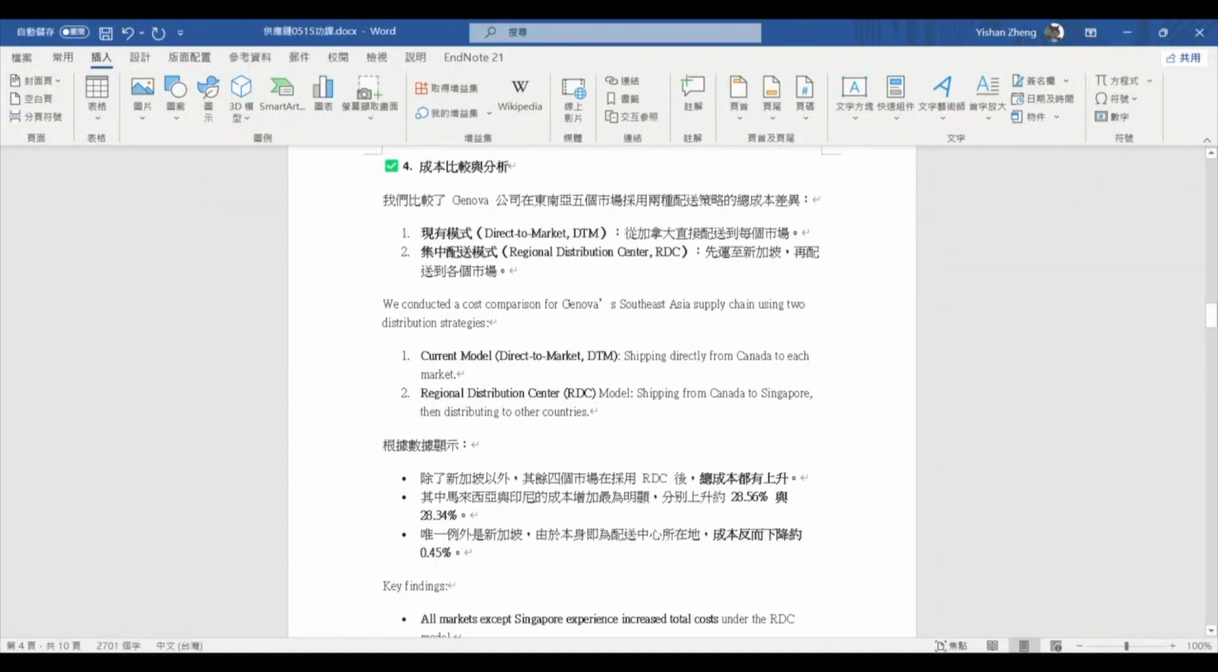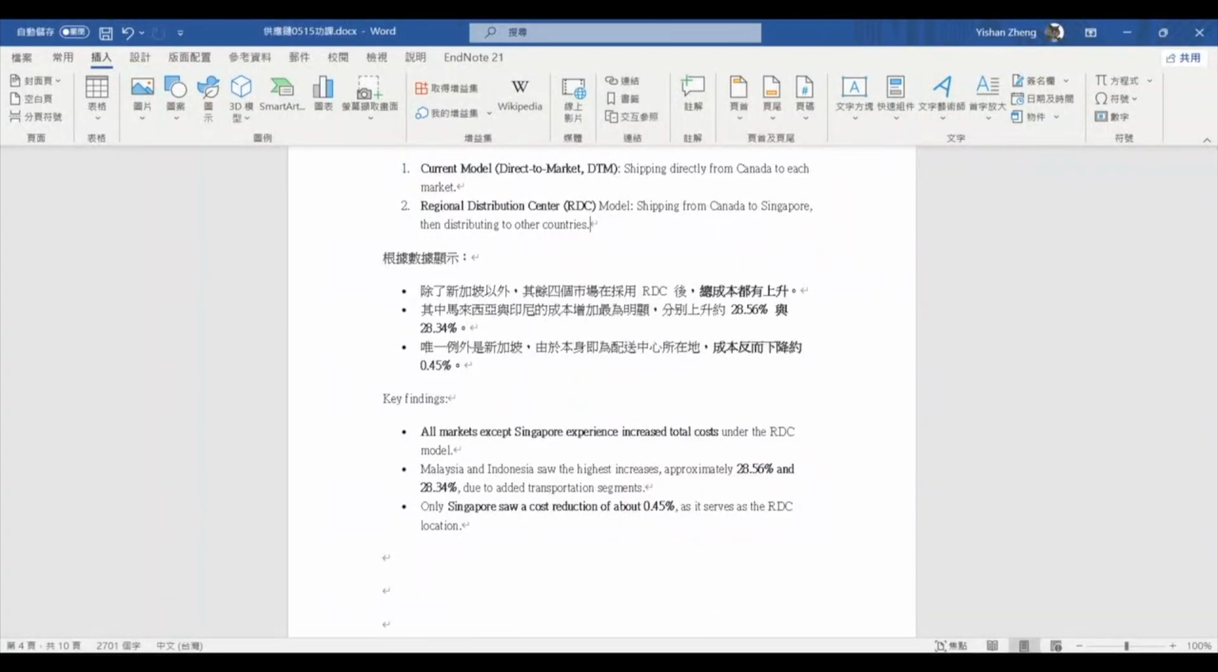1. Current model, direct to market (DTM), shipping directly from Canada to each market. 2. Regional distribution center (RDC) model. Shipping from Canada to Singapore, then distributing to other countries. Key finding: all markets except Singapore experienced increased total cost under the RDC model.